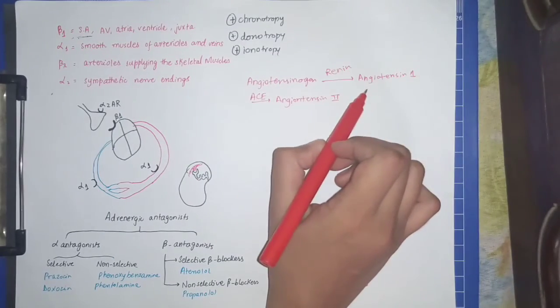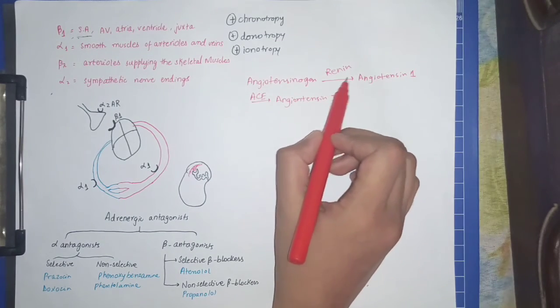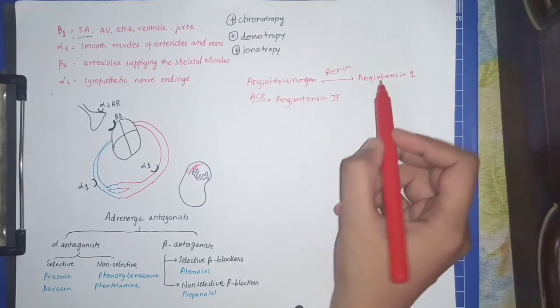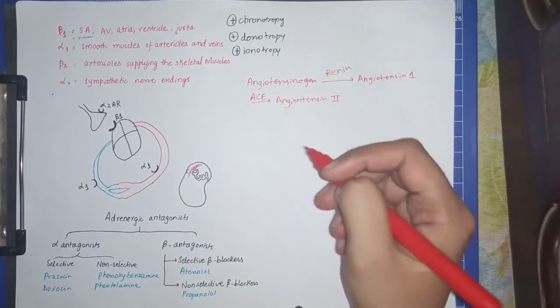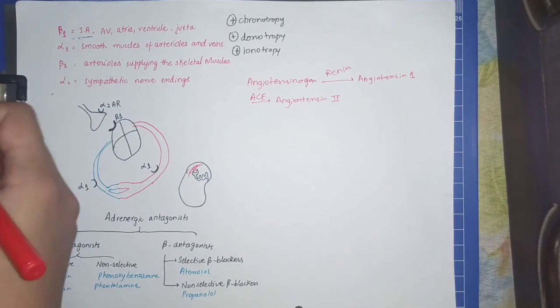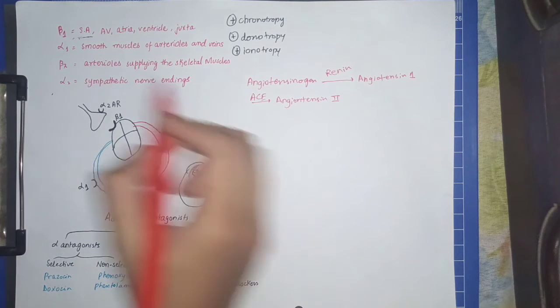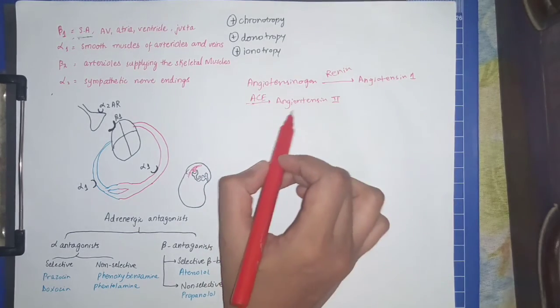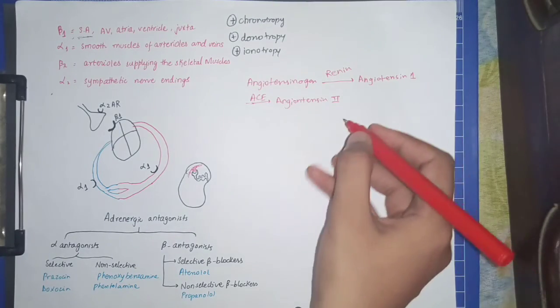Angiotensinogen is produced by the liver, and is acted upon by renin, which is produced from the juxtaglomerular apparatus of the kidney, to produce angiotensin 1. Angiotensin 1, as it circulates in the blood, reaches the pulmonary vasculature. From the endothelium of the pulmonary vasculature, ACE, angiotensin converting enzyme, is released, which converts angiotensin 1 into angiotensin 2. And angiotensin 2 has many functions.